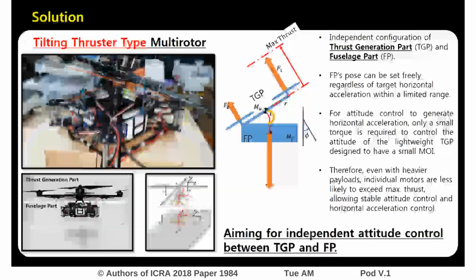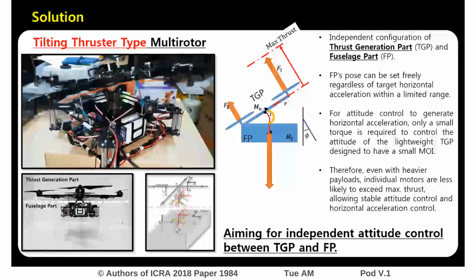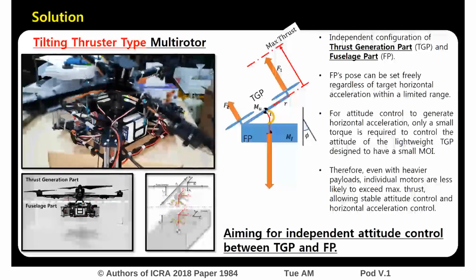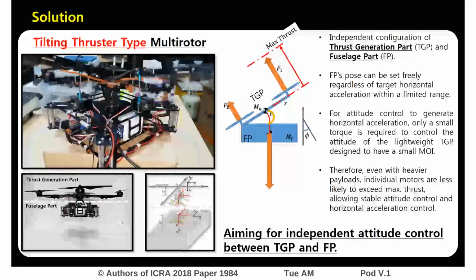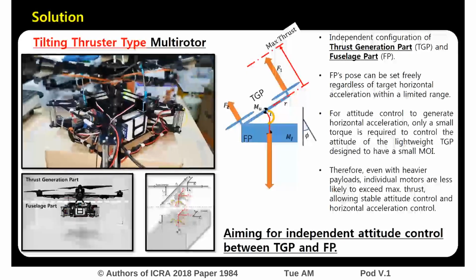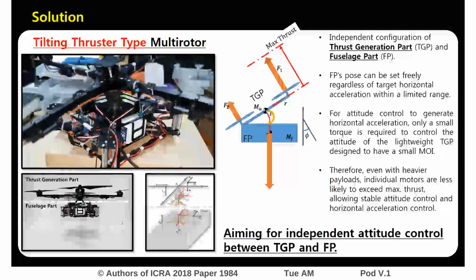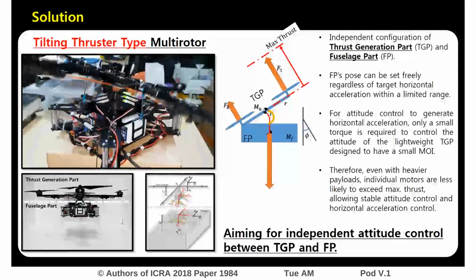To solve this problem, we developed a new type of multirotor named the tilting thruster type multirotor, or T3 multirotor. The new platform is equipped with mechanically separated thrusters, which can take any fuselage posture within a specified range, regardless of the direction of translational acceleration. A specially designed servo-linkage mechanism is employed for relative attitude control between the thruster and the fuselage.